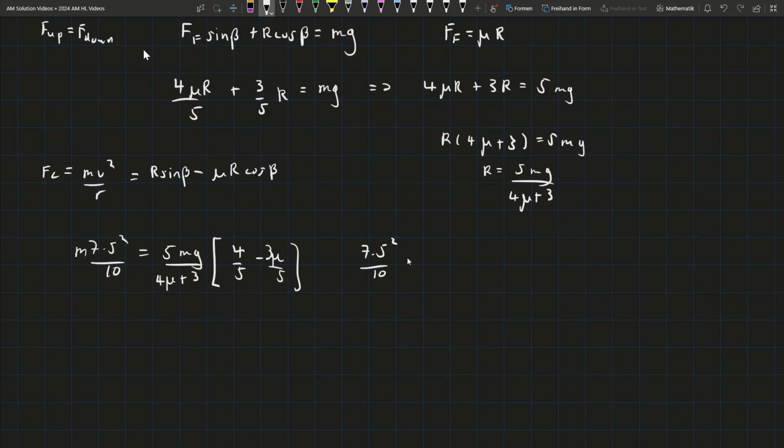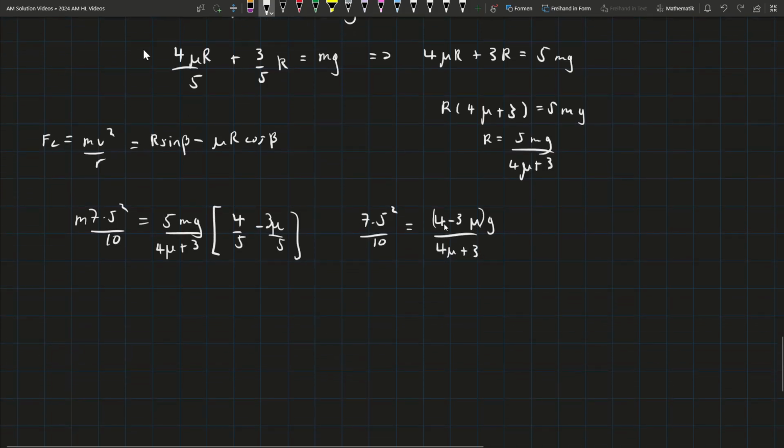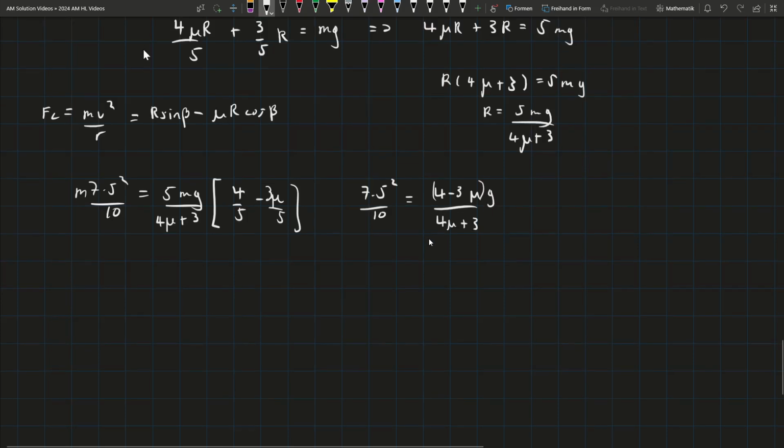So 7.5 squared over 2 equals, okay, the 5's will all cancel. That's quite nice. We'll have 4 minus 3 mu over, R times g as well, because that g is up there, and then the 5's will cancel. Then we have 4 mu plus 3. Okay, cool. So now we can bring the g down and bring those up. I'm going to get a number on the left hand side now because I'm going to need to simplify a bit.